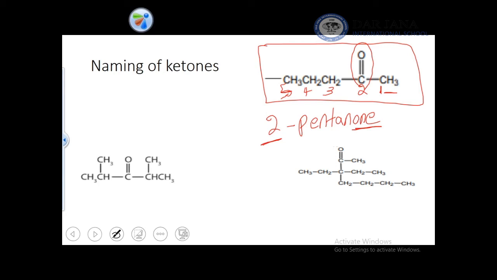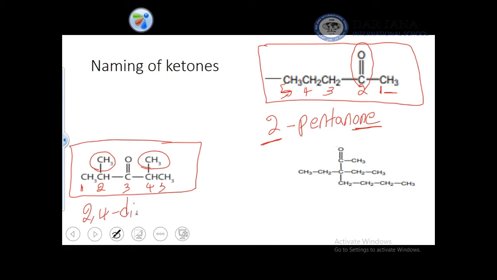Let's name this molecule. Here you have to start numbering from any side you want. From here, 1, 2, 3, 4, 5. But on carbon number 2 and carbon number 4, there are 2 methyl groups. So I will write it like that: 2,4-dimethyl, 3, the position of the functional group of the ketone, pentanone, because the chain has 5 carbon atoms.